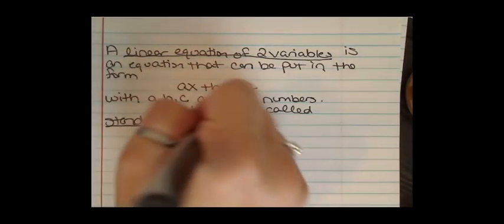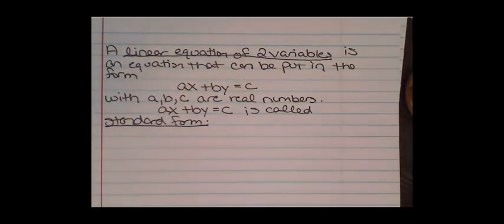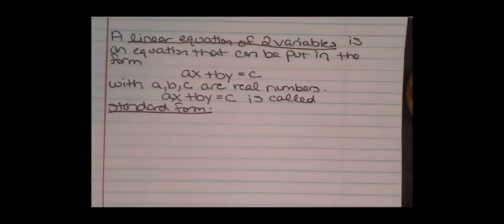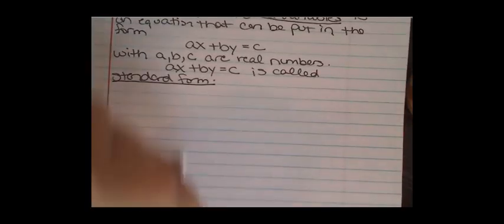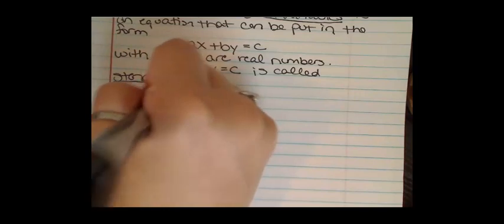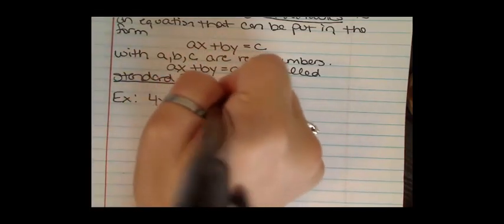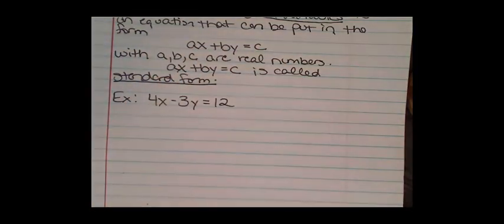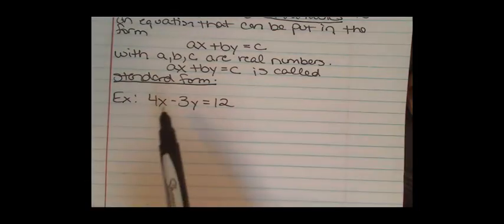On your homework, it might ask you to put something in standard form, and this is the form that they're wanting. This ax plus by equals c. So here's some examples. These are examples of linear equations of two variables. We have 4x minus 3y equals 12. That's a linear equation of two variables. And notice this is in our ax plus by equals c form.